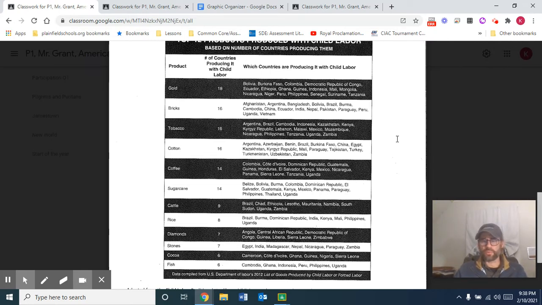So think about these products. Think about that the next time you go to a coffee shop. Where does that coffee come from? Does it come from a country or a business that does business with one of these countries using child labor? Is that a product you'd like to support? Depending on where the product comes from, child labor may be involved in producing it.